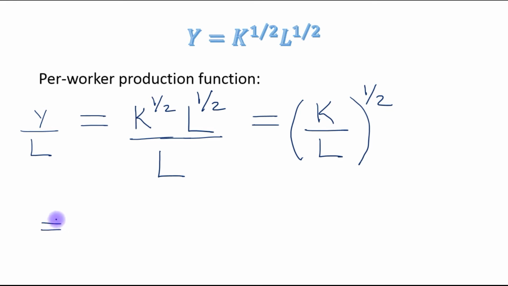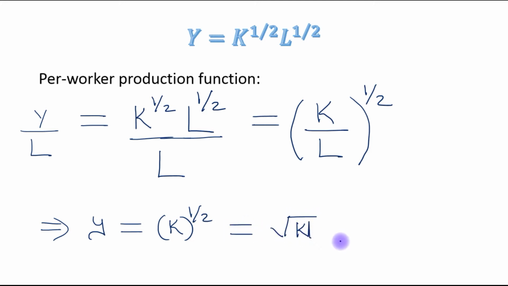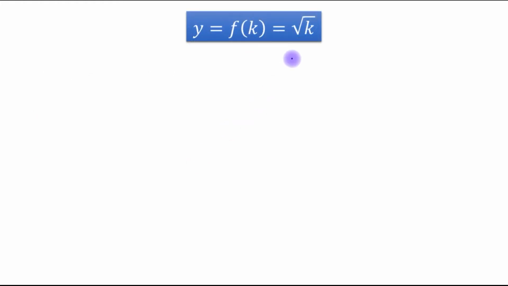In the next step, we can write this is our output per worker denoted by small y equals to, and this is capital per worker denoted by small k raised to power half equals root k. So output per worker is the square root of capital per worker. This is our per worker production function.